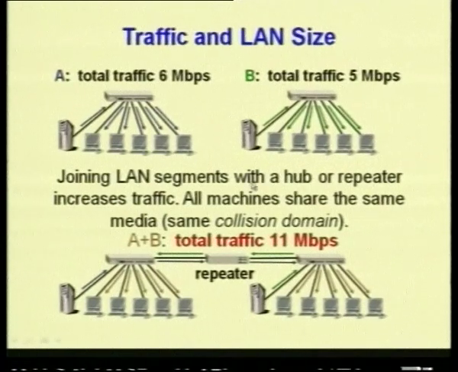Now, if I join the two LAN segments with a hub or a repeater, which is possible, it just increases the traffic on both the LANs. Remember that with a hub or a repeater, both the LANs, when they are connected together like this, will all belong to the same collision domain. So the total traffic of 11 megabit per second has to be handled by the repeater, and all of them will be competing for the same media. Since all the machines share the same media, they belong to the same collision domain. So you will find that there is more traffic which has to be handled by the two networks. This is one of the problems that we have when using just repeaters to connect them.